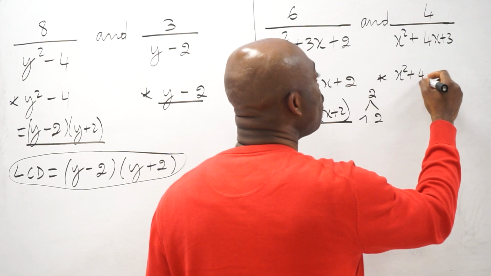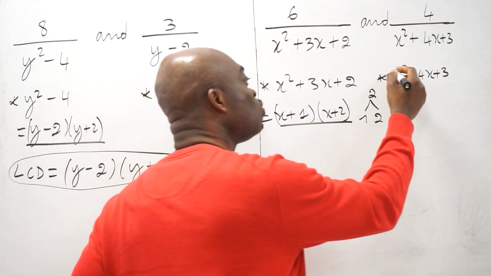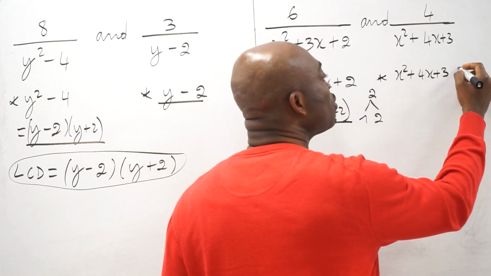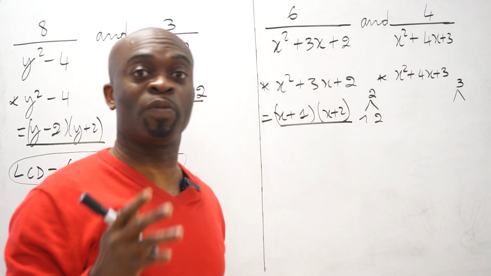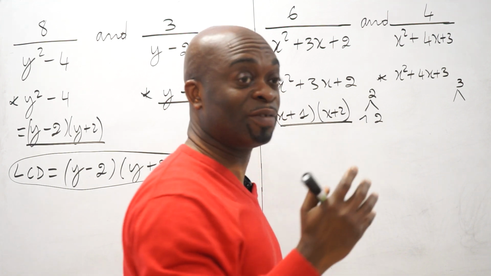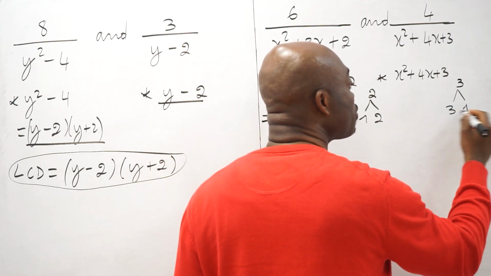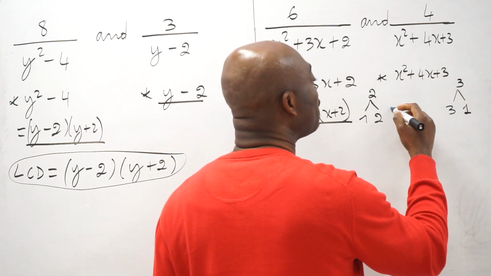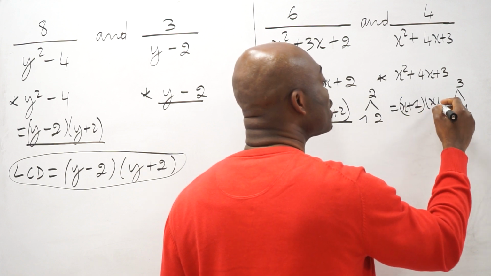X squared plus 4x plus 3. Same thing, AC method. The A is 1, and the C is 3 in this case. So 1 times 3 gives us 3. And you're trying to find two numbers that multiply to give positive 3 and add up to give positive 4. That would be 3 and 1, because 3 times 1 is 3, and 3 plus 1 is 4. So you end up with x plus 1 times x plus 3.